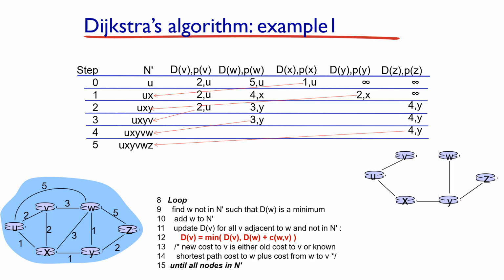So the aim of the second half of the algorithm is to identify the list of nodes, or add all the nodes to N dash. This is how the algorithm works.